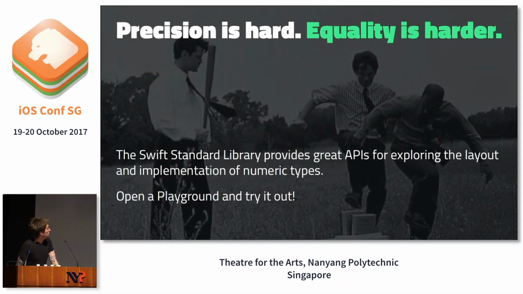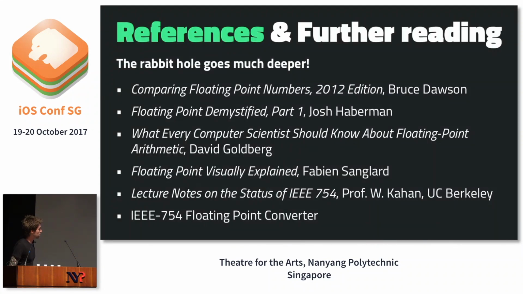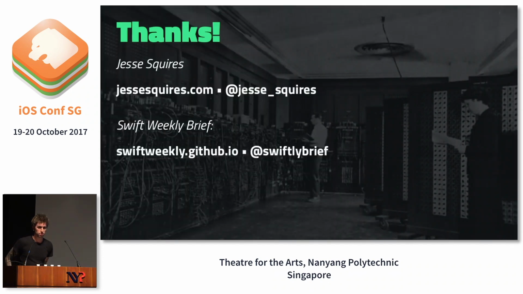To sum up, basically precision is hard, equality is harder, and the Swift Standard Library really provides great APIs for us to examine these layouts and how floating point numbers work. I encourage you to open a playground and play around with this stuff. It's pretty interesting. There are some resources here if you want to read further. These slides will be online. And that's all I have for today.